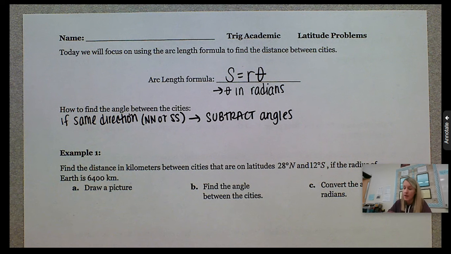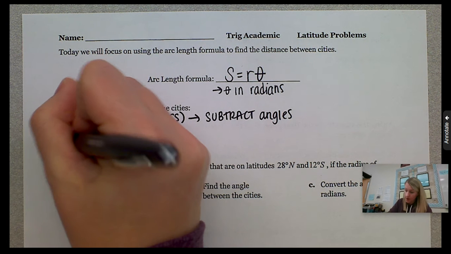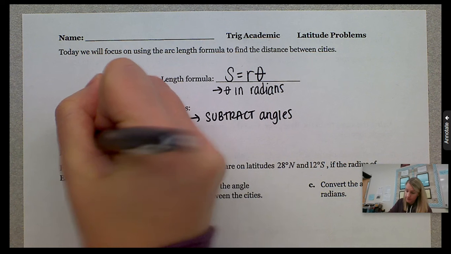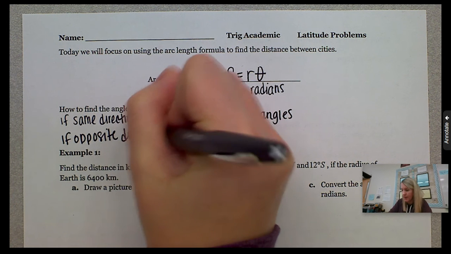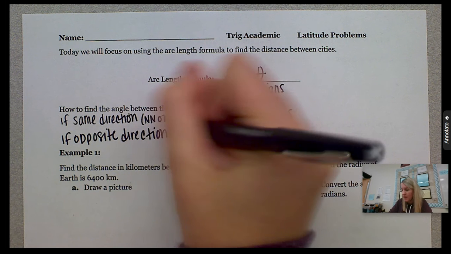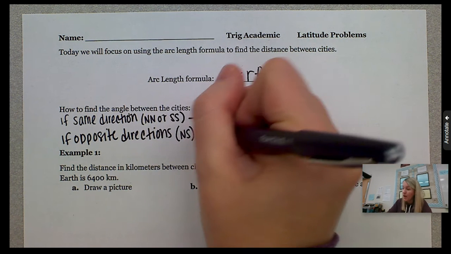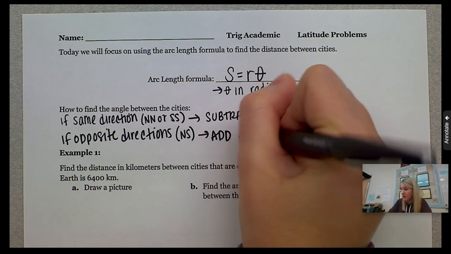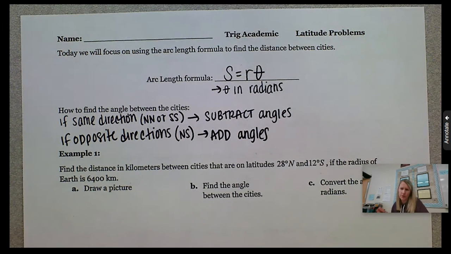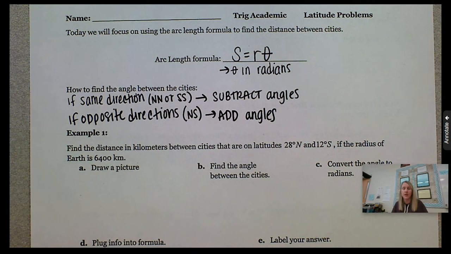If they're in opposite directions, like this one with the north-south, I do recommend writing this down because it's something we refer back to a lot. So one north, one south, we're going to add the angles. Once again, we'll be able to visualize what that means in a second, but for now we'll just write it and refer back to it in a moment. I'll leave that up for a second because I know it takes a minute to write things down.